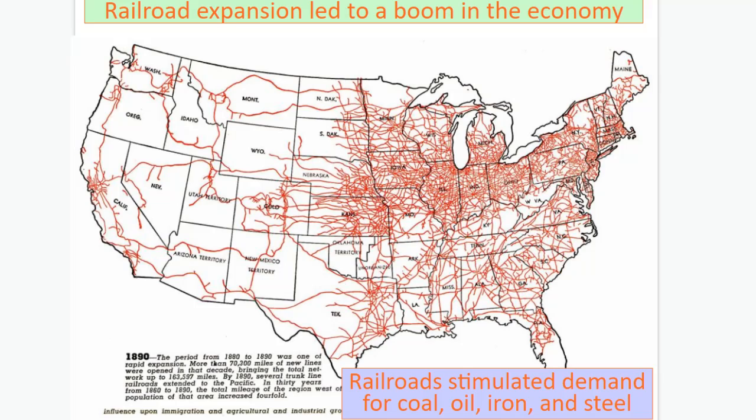So a good simulation to show you the railroad expansion that led to a boom in the economy. And again, once the lines are created, you have all these artery railroads that are going to go all up north, south, east, west, and they're going to stimulate it because of the demand for coal, oil, iron, and steel to get them to all aspects of our country and create the industrialized nation that we know today.